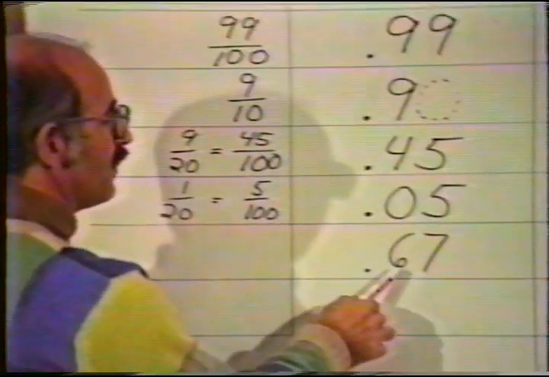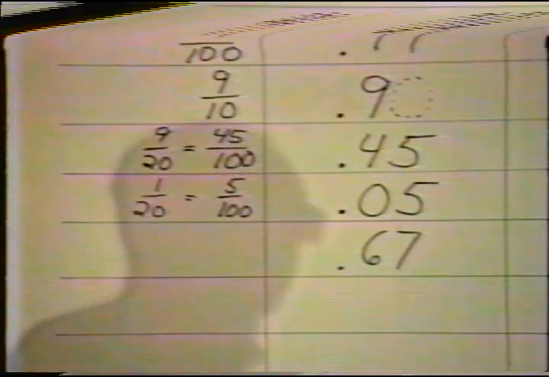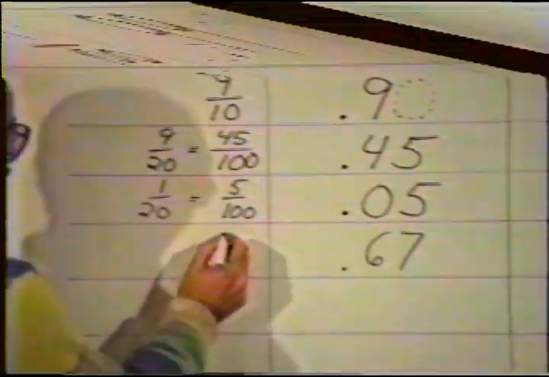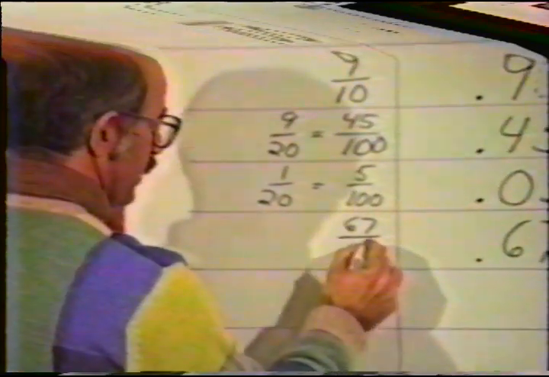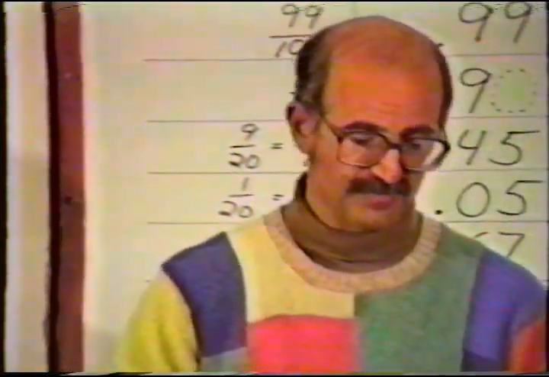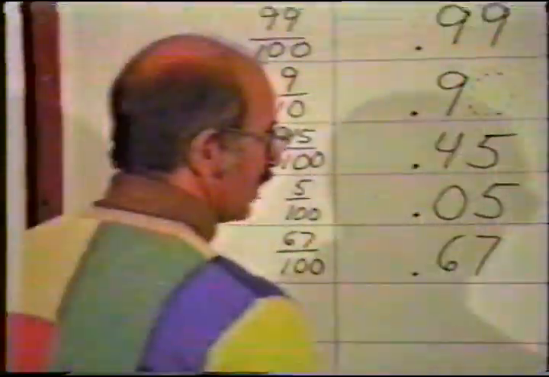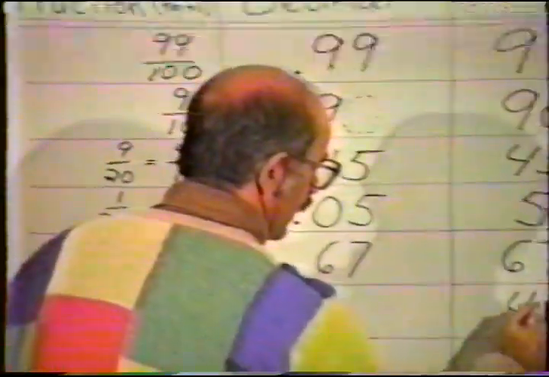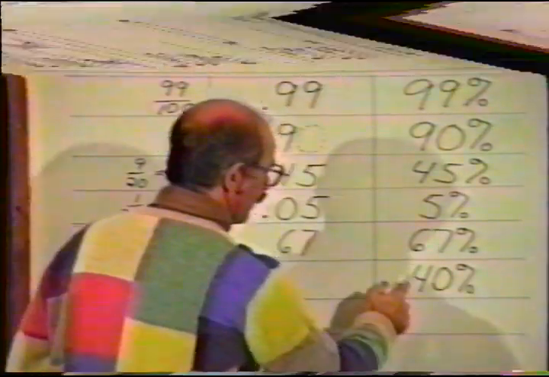Read for me this number. 67 hundredths. And we'll write that as a fraction. 67 hundredths. Can it be reduced? No, it can't. It's already in lowest terms. Okay, here's another percent. Please read it for me.